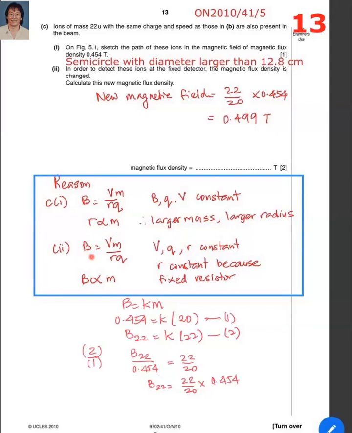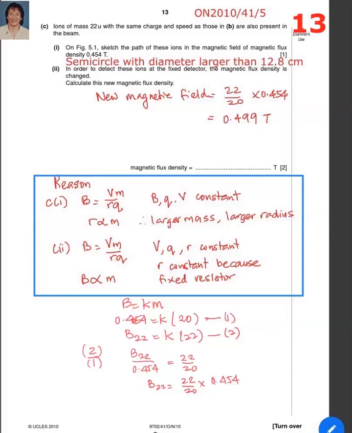In part 2, B equals vm over rq. This time v, q and r are constant, because of the fixed detector. The position of the detector never changes, so r will stay constant. Therefore, B is proportional to m, because v, r and q are constant. So I can write down B equals km.